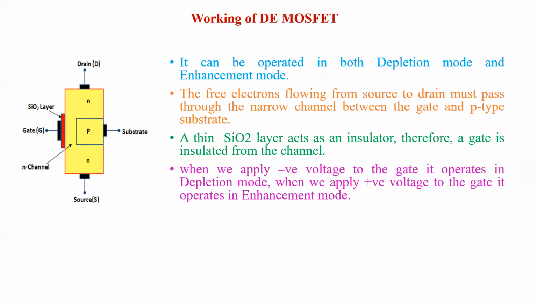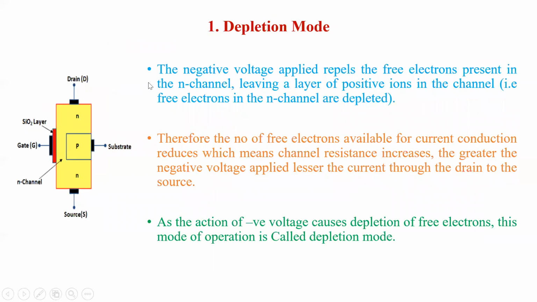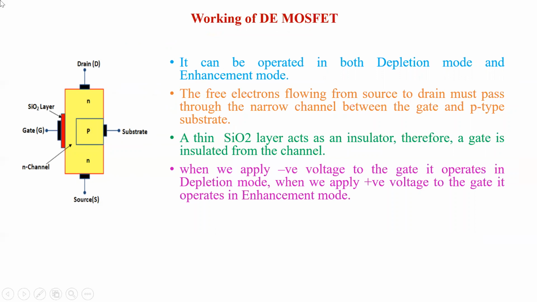Now, the next is the working of the DE MOSFET. Here in the DE MOSFET we can see the structure. This DE MOSFET can operate both in depletion mode as well as enhancement mode. When free electrons flow from source to drain, they must pass through the narrow channel between the gate and the p-type substrate. As the N channel is present, this current can flow. A thin SiO2 layer acts as the insulator, so the gate is insulated from the channel.